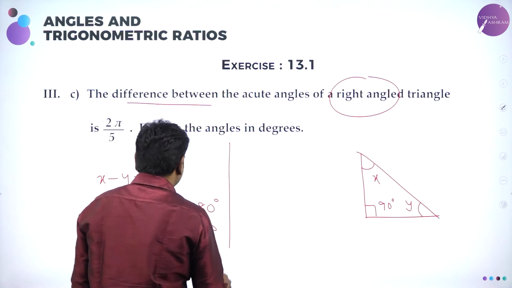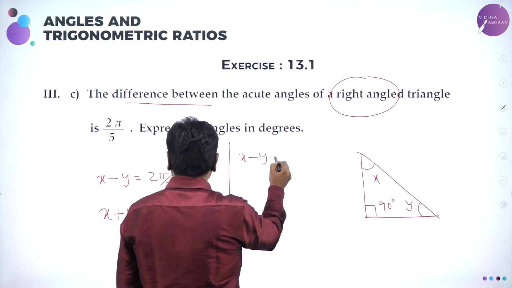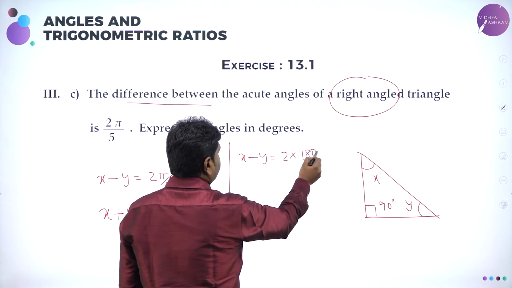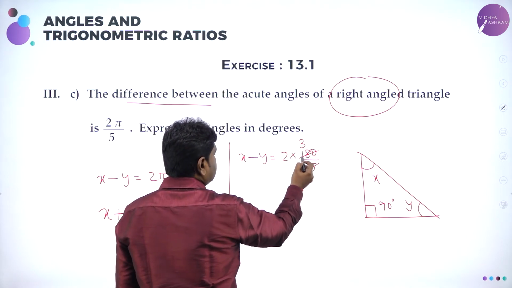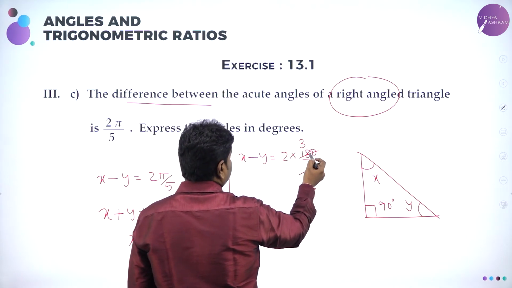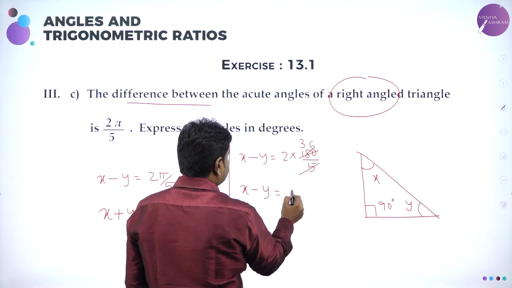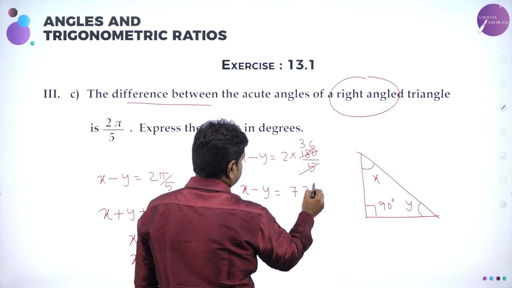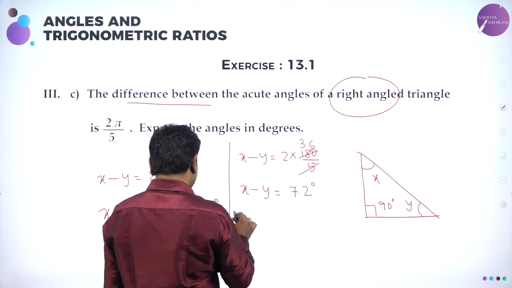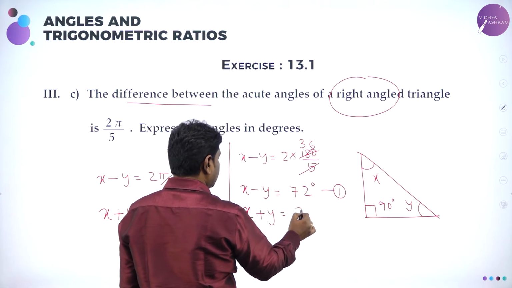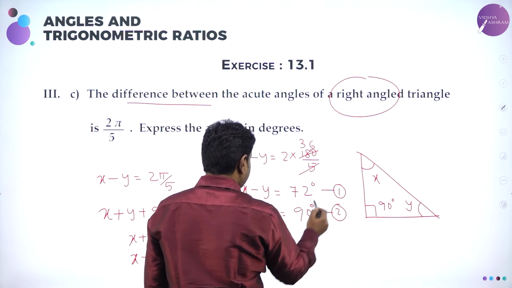Now the first equation, it is in pi. So x minus y is equal to 2 pi by 5. Pi means what? 180. So 5 ones are 5, 5 threes are 15, 5 sixes are 30, 5 sixes are 30, 2 thirty-sixes are 72. So x minus y is exactly 72 degrees. We call this equation 1. Then x plus y, just now we got 90 degrees. Call it equation 2.